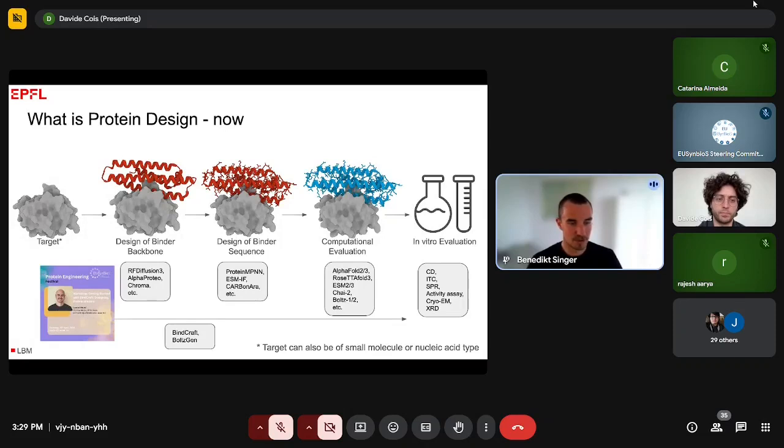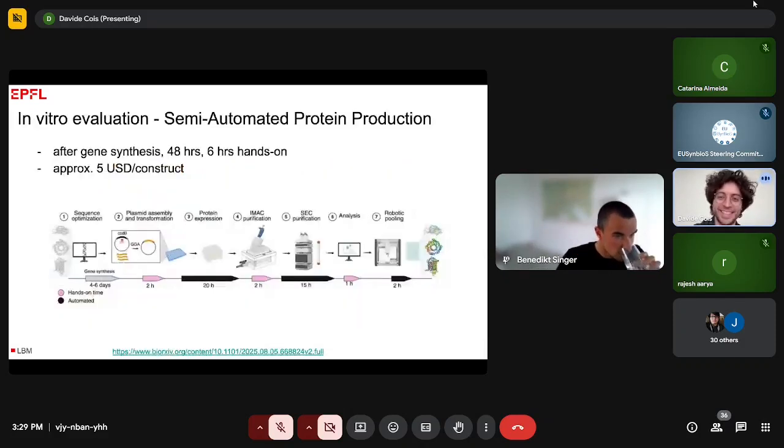BindCraft will be presented by Leonard, I think next Thursday, if I'm correct. So this is just a bit of a teaser on what is yet to come. And for the in vitro evaluation, next slide, please. There is a small error in the poster there. The event is correct on the Luma page. It will be next Friday. But yeah, right. Sorry for that. No worries.